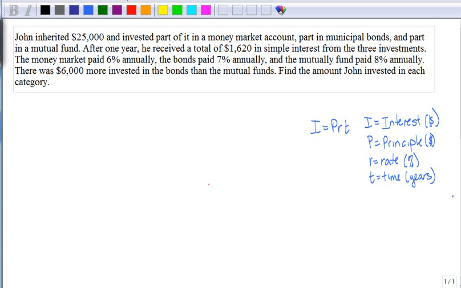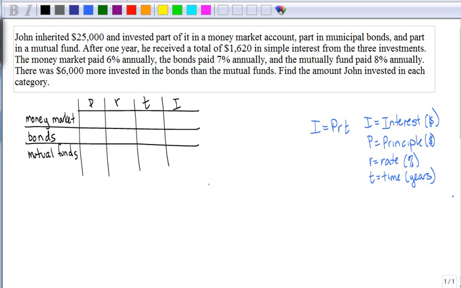Anytime we have a word problem using one of these formulas, there's just too many quantities going on. I like to make a chart. So let's go ahead and do that. When I make my chart, I usually save the last column, in this case the interest, for the variable that is a loan. It doesn't matter the order, the PRT, and then I label the three accounts. In this problem we had three: the money market, the bonds, and the mutual funds. And I try to fill out the first three columns only.